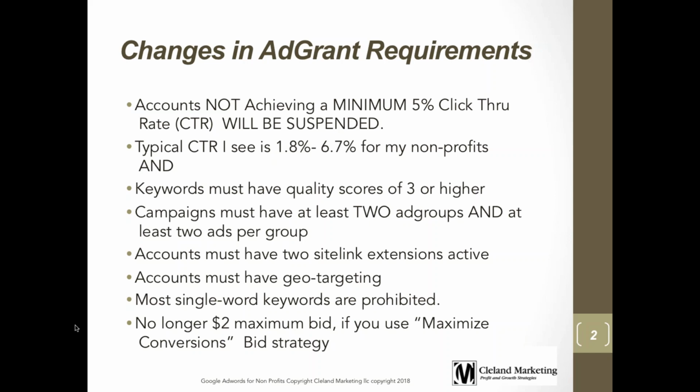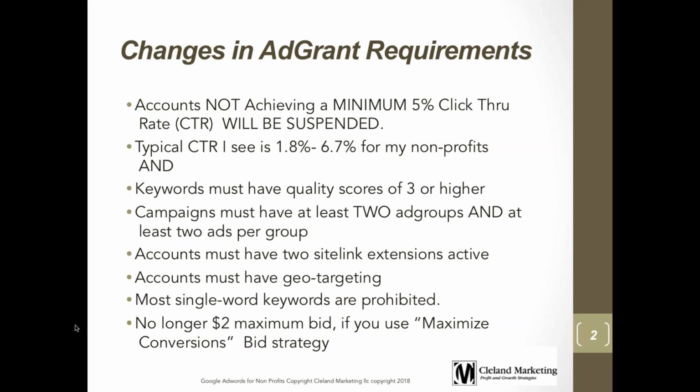To achieve that new click-through rate, there are also several other requirements that Google Ad Grants has imposed. One is that keywords must have quality scores of 3 or higher. I'll take you through how to view your quality scores and how to manage quality scores. But keywords generally tend to have low quality scores when they are too broad or not relevant to the web page that you're bringing somebody to based on what they've searched for. So that's one of the new requirements: quality score for keywords.